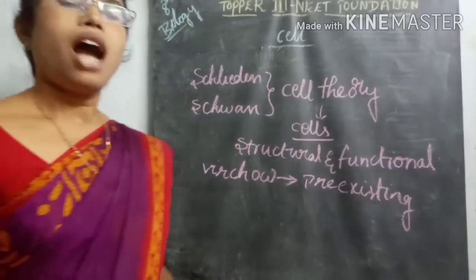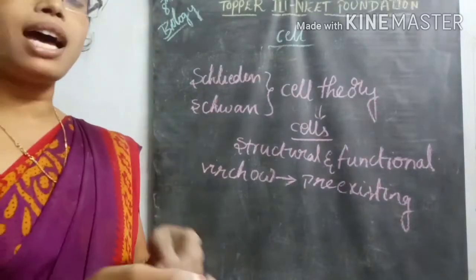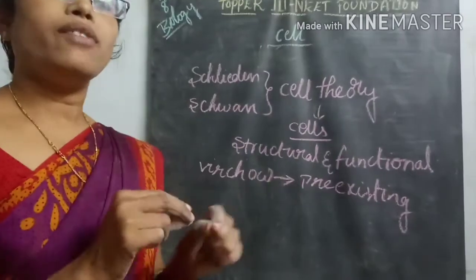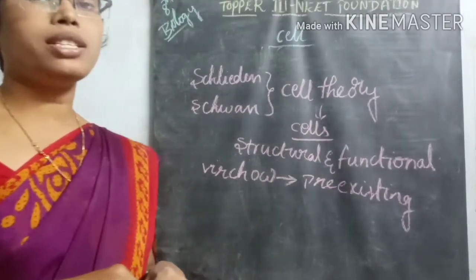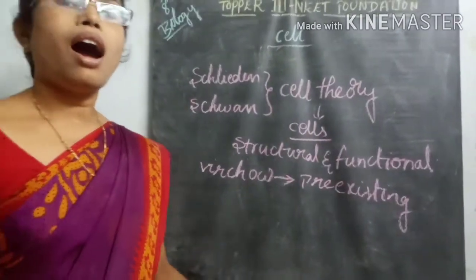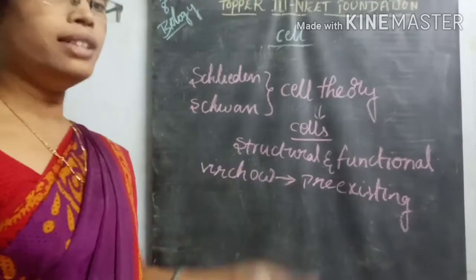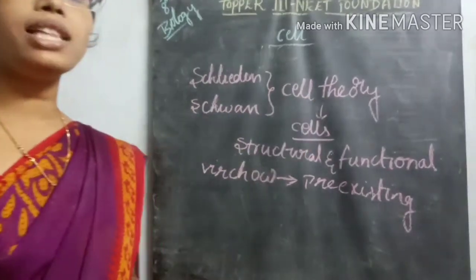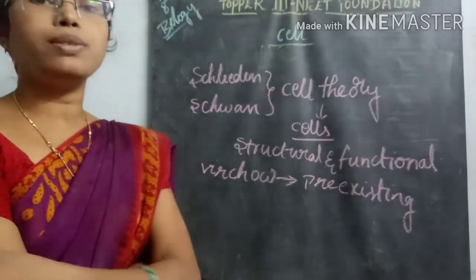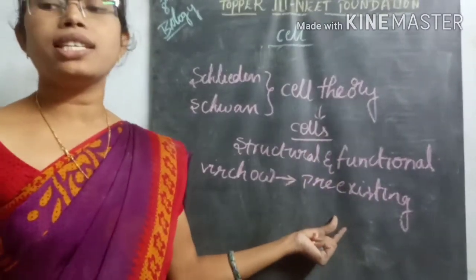Pre-existing cells means the older cells that are already there. The older cells produce whatever new cells are required for the organism's body. So new cells come from already existing cells. That was proposed by Virchow, and Schleiden and Schwann then modified their cell theory, adding this sentence also: all cells arise from already pre-existing cells.